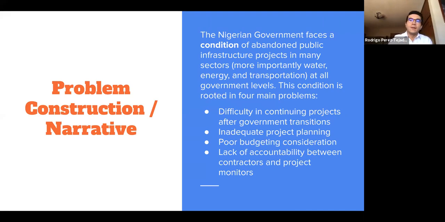We identified that this condition is rooted in four main problems. First, a difficulty in continuing projects after government transitions because of lack of incentives to give continuity to those projects. Second, inadequate project planning. Third, poor budgeting consideration. And fourth, a lack of accountability between contractors and project monitors. Now, my colleague Matt will walk us through our problem deconstruction.